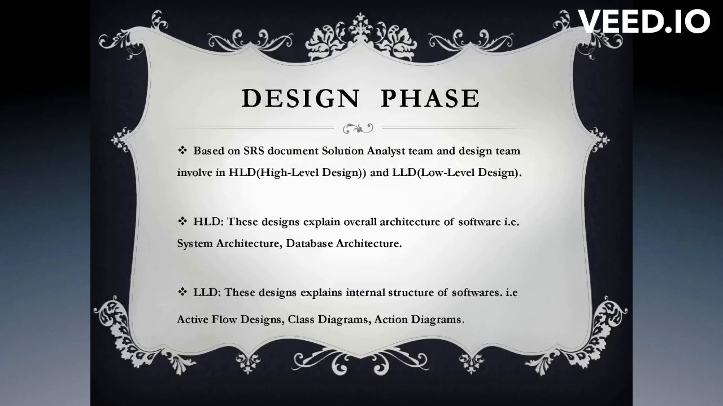In the design phase, the SRS document, whatever SRS document is prepared, will be given to the design team, and they will be doing the HLD and LLD. HLD is nothing but the high level design, and LLD is low level design. In high level design, these designs will explain the overall architecture of the software, which is nothing but the system architecture and the database architecture. The complete architecture will have the overview in this HLD.